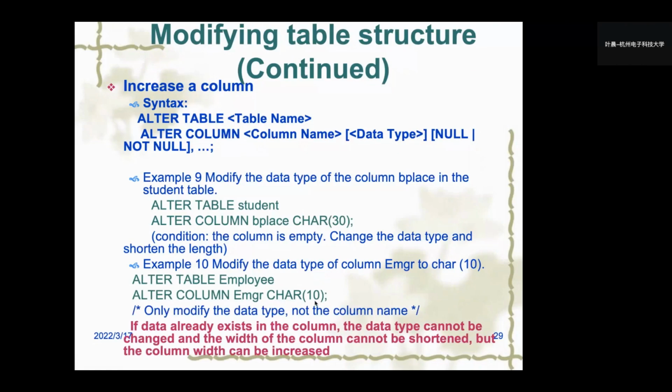And if the data already exists in the column, the data type cannot change and the width of the column cannot be shortened, but the column width can be increased. You know, if we have the data, we cannot shorten the width of the column, but we can increase the column width.